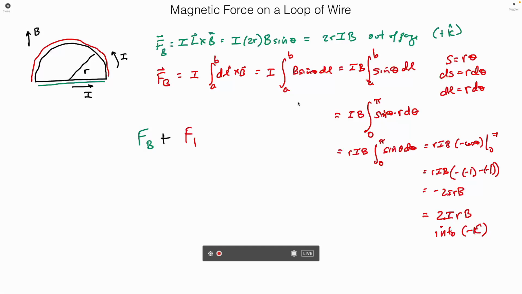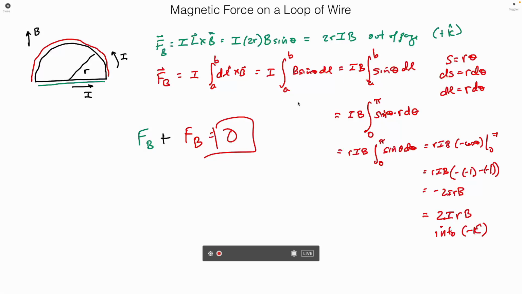And so now what happens if I take the first part and I add on the second part? I get 0. I just discovered a really complicated way of writing 0. What's the effective length of this loop? 0. For any closed loop in a magnetic field, the net force is 0.